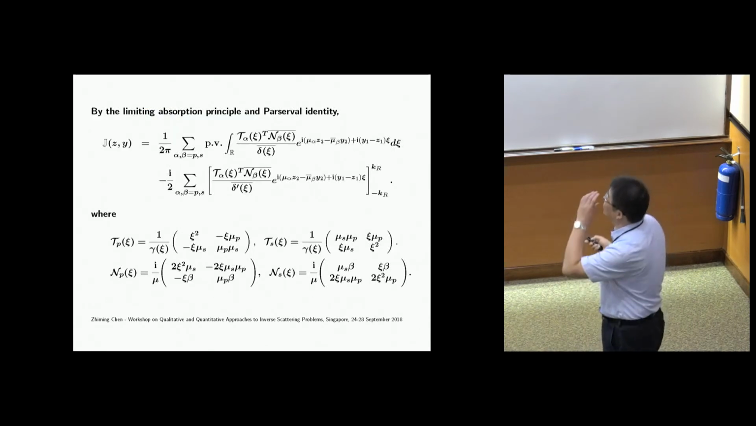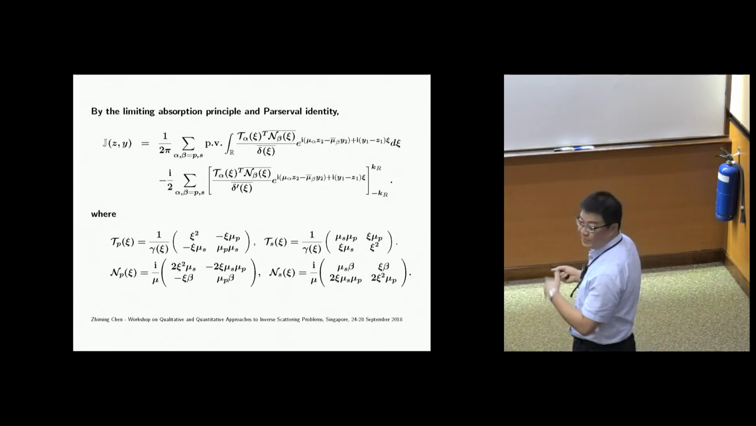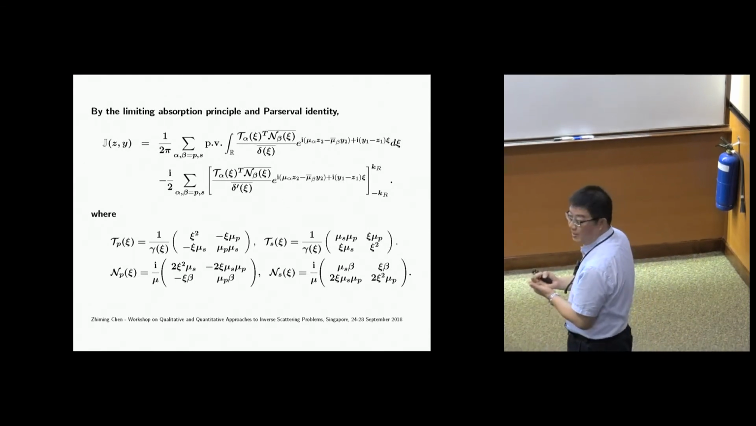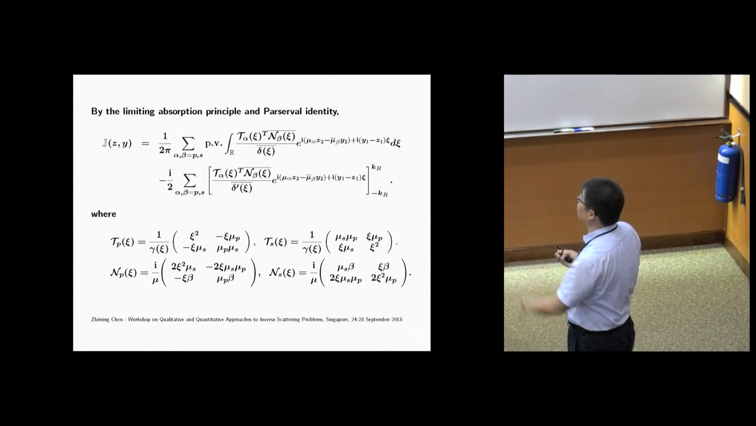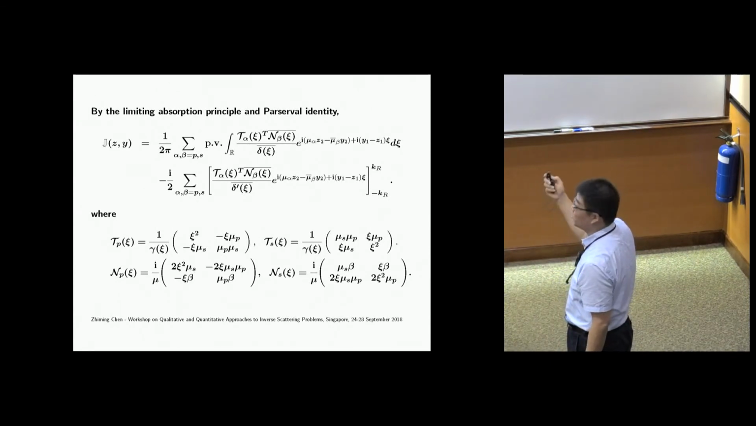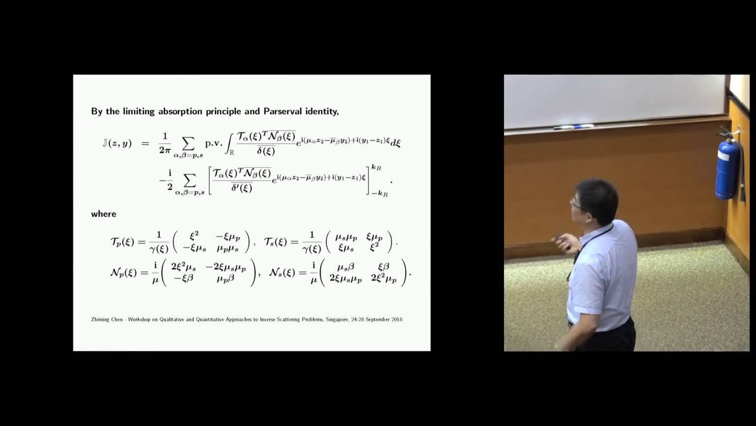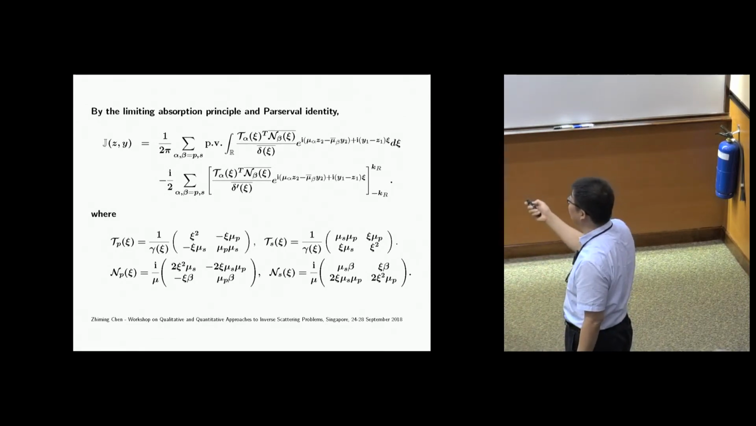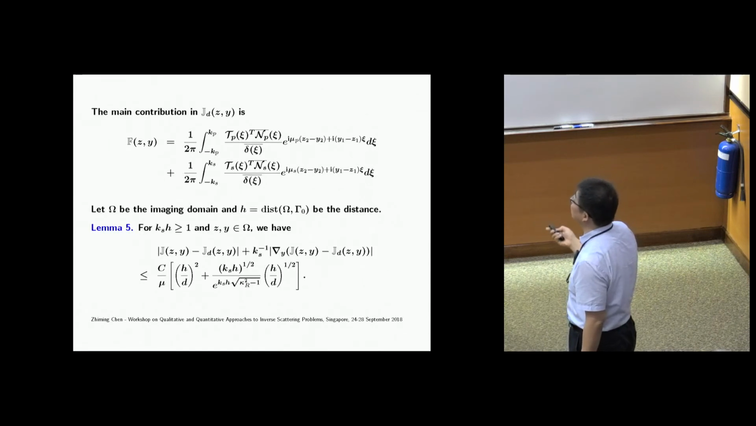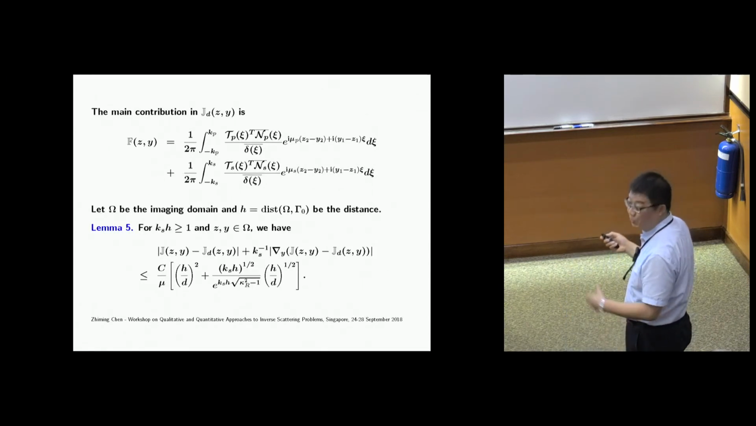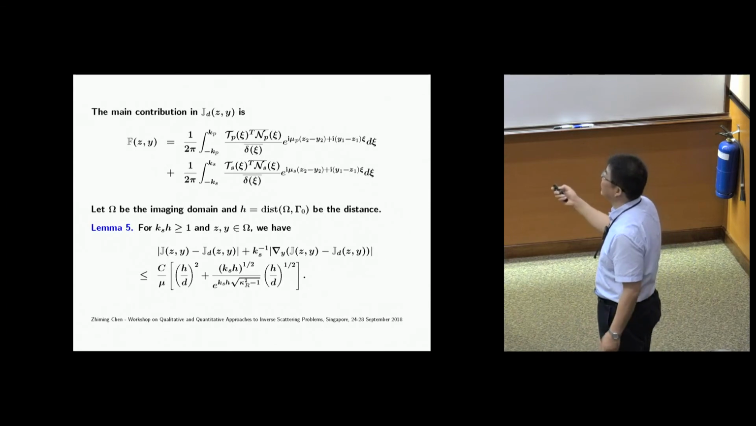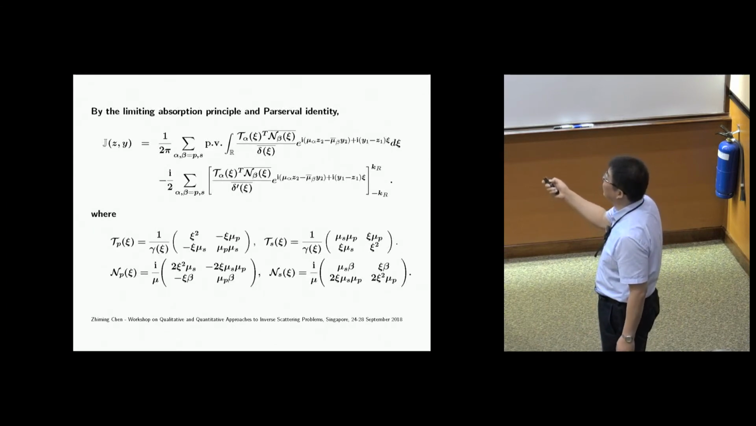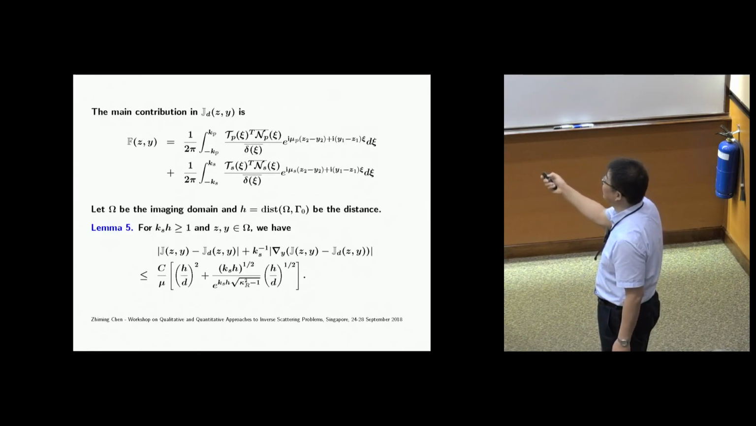Now again we go to the limiting absorption principle, and using a particle identity, you can find an expression using the spectral Green's function, because the only information we have is the spectral Green's function. So this is the formula we have. The interesting thing we want to prove is that the main part of this PSF is this function in the finite interval, and the other terms are small.